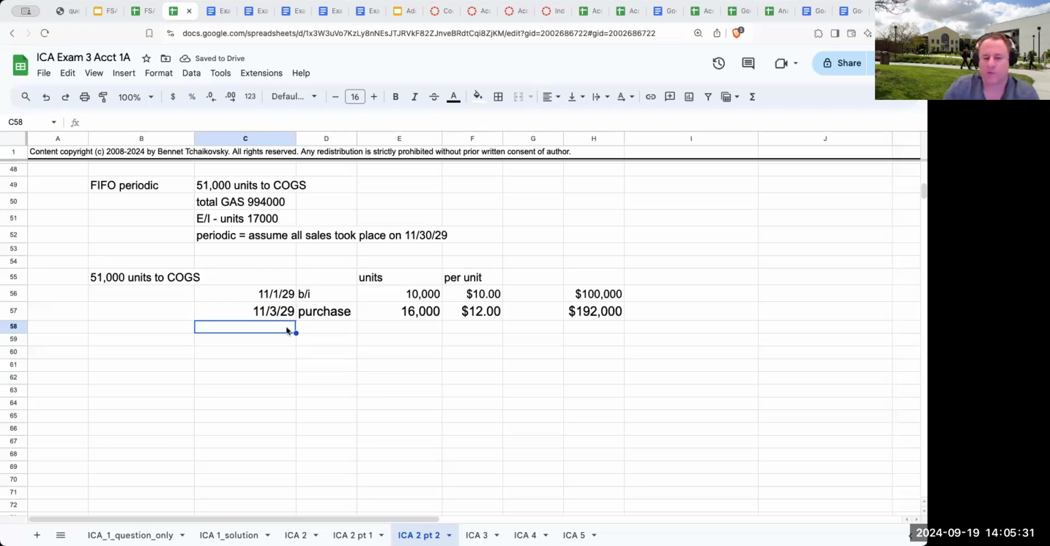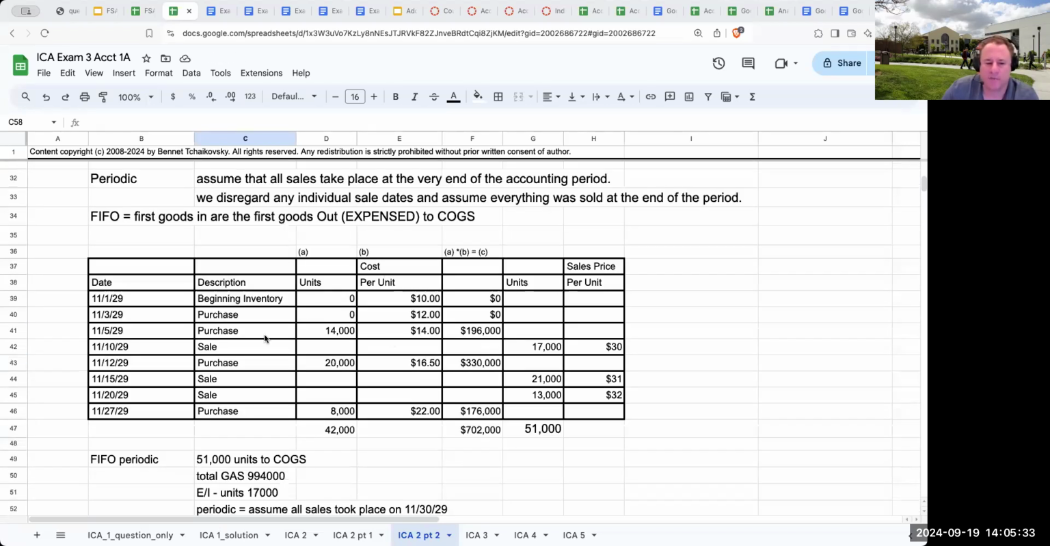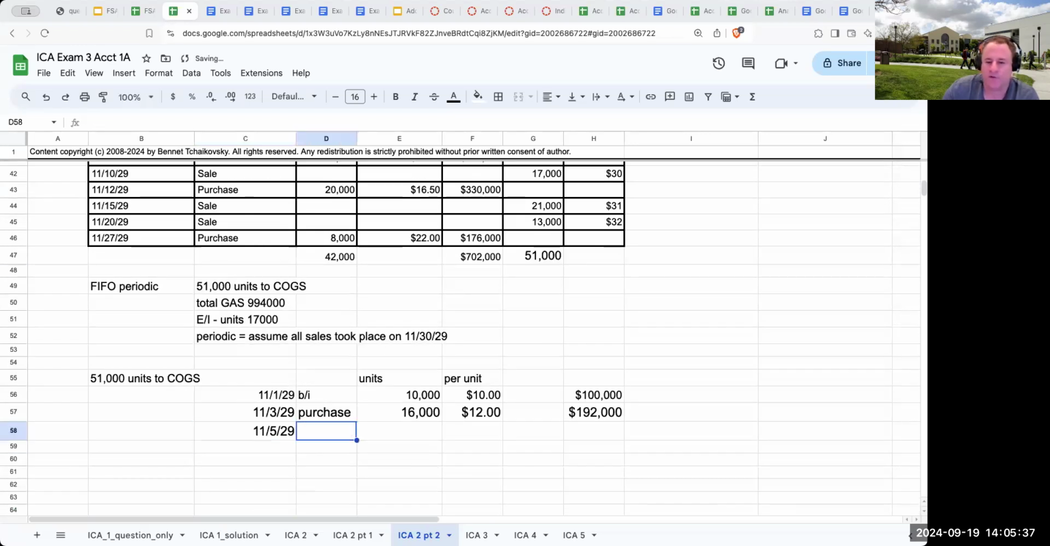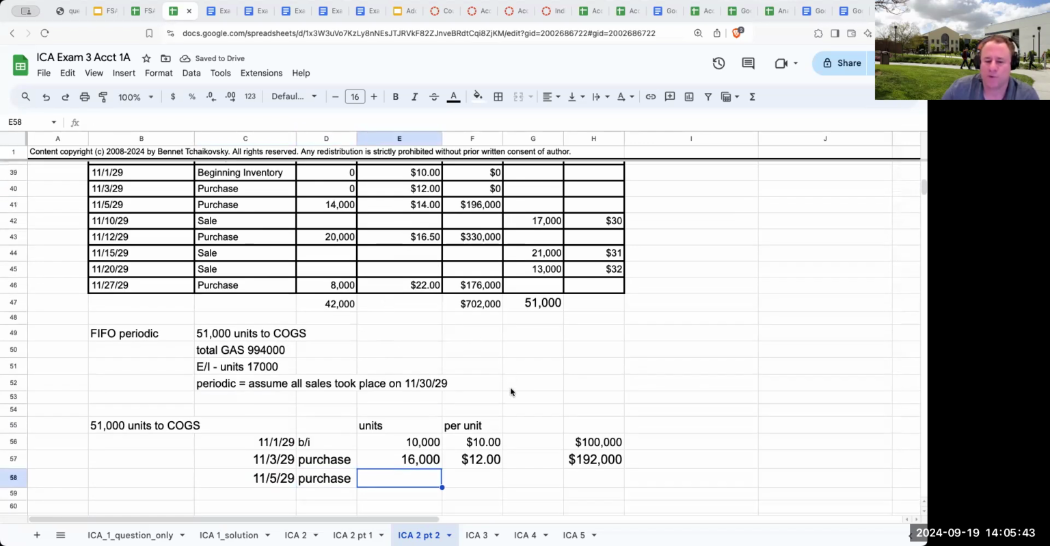Now let's go to the next one. Our next date of purchase is 11/5/29. On 11/5/29, I had another purchase. My purchase over here was for 14,000 units.